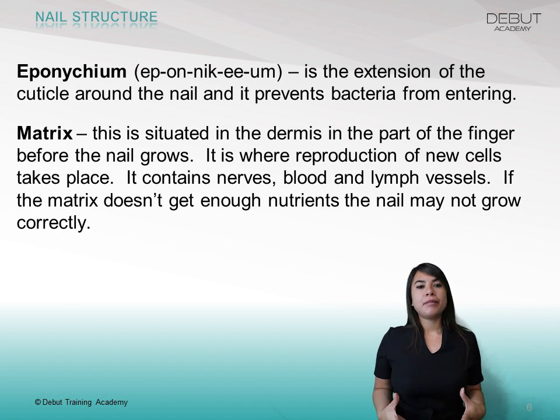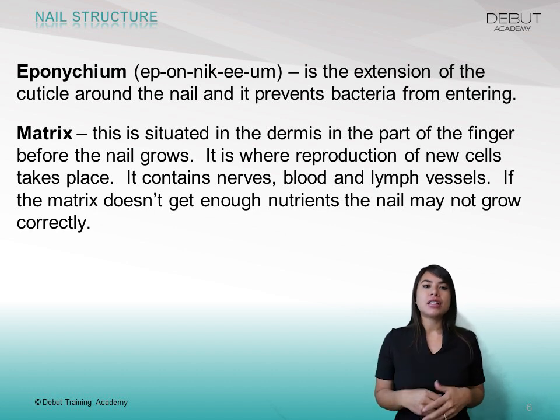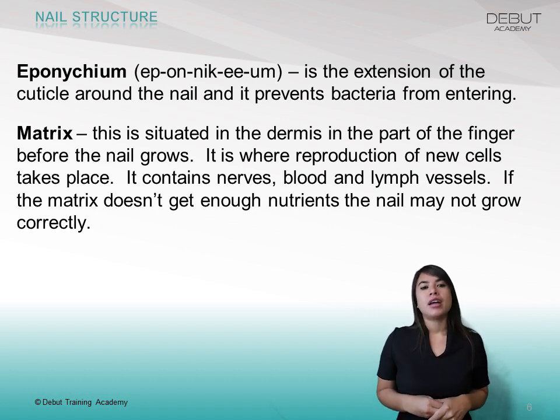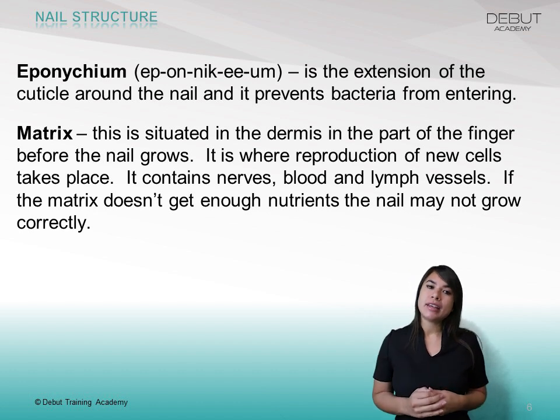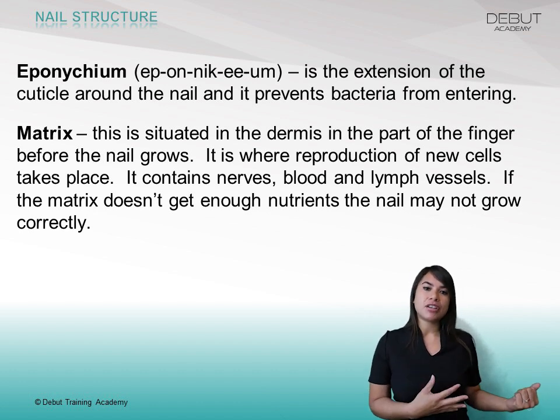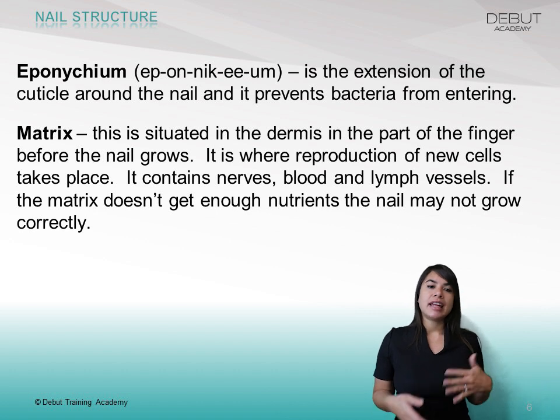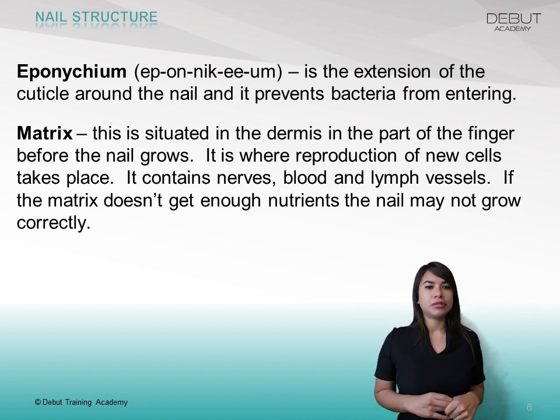The eponychium, this is found at the bottom, so it's just underneath the cuticle. And this stops any bacteria from entering the nail. Again, like the hyponychium, it stops bacteria and the infection occurring, and if damaged, can be really sore.